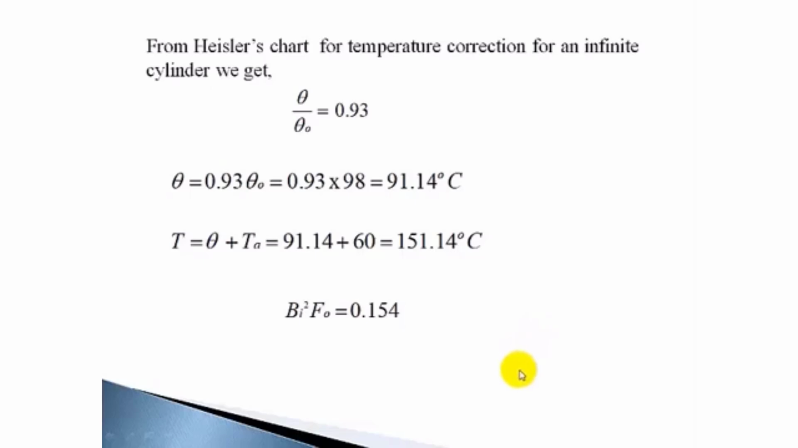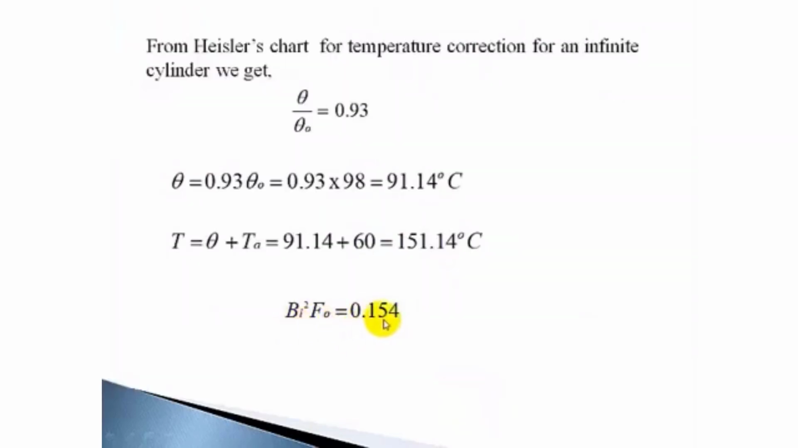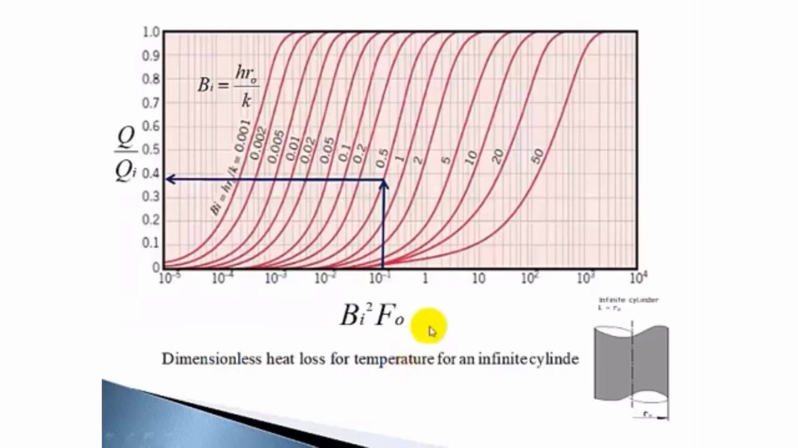Next, you need to find the energy removed, or heat transferred from the body, in the first 5 minutes. For that, another parameter we will calculate is the Biot number squared into the Fourier number. The Biot number is 0.5, so 0.5 squared into the Fourier number 0.617. If you substitute, you will get 0.154 as the Biot number squared into the Fourier number. Now we'll move on to the next chart.